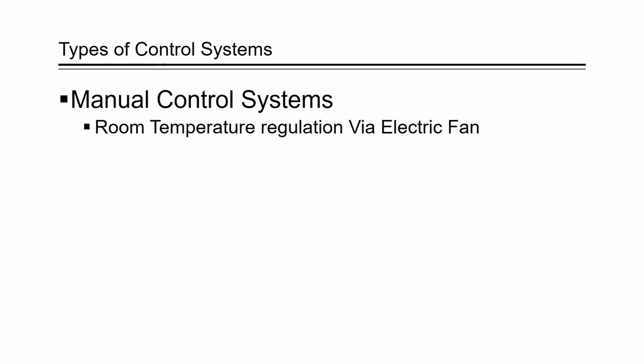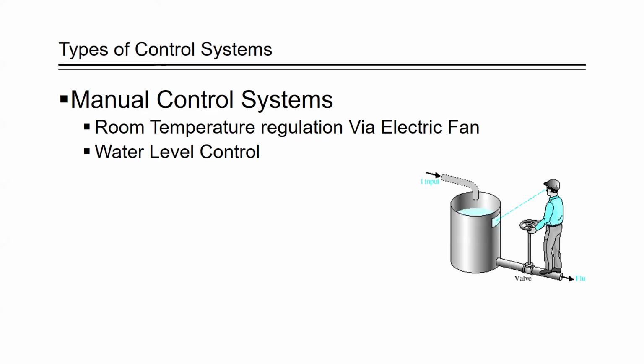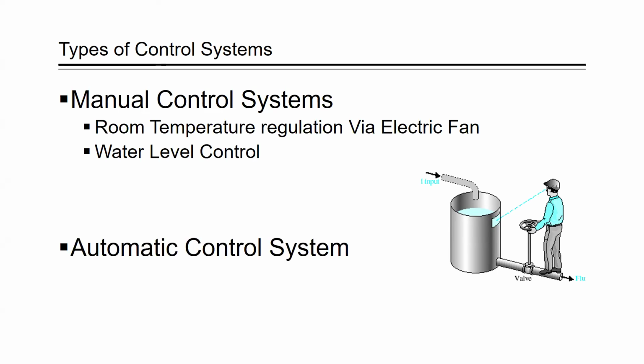Now, another category of control systems are manual and automatic control systems. So in manual control systems, the operation of the control system is done manually by an operator. So you think of temperature regulation using a fan. Our fans have regulators that you can tune and turn the knobs to control them. So that's a manual control system. You can also think of water level control, where you have a valve that controls the flow of the water coming in and out.